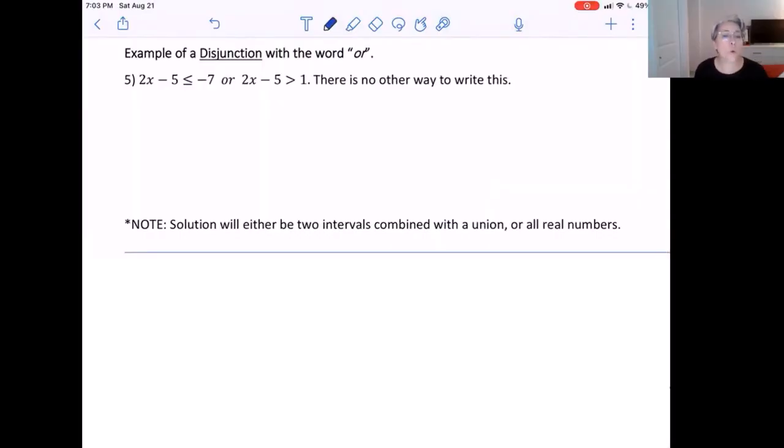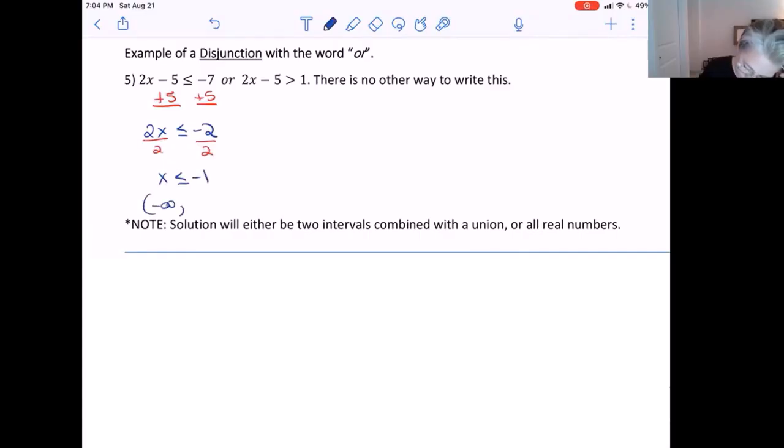When we use the word "or", it's a disjunction, and there is no other way to write a disjunction. So in example 5, we have 2x - 5 ≤ -7, or 2x - 5 > 1. So we have to solve both of these separately. For the first inequality, we can add 5 to both sides. That would give us 2x ≤ -2. Then divide both sides by the coefficient of 2, and we get x ≤ -1.